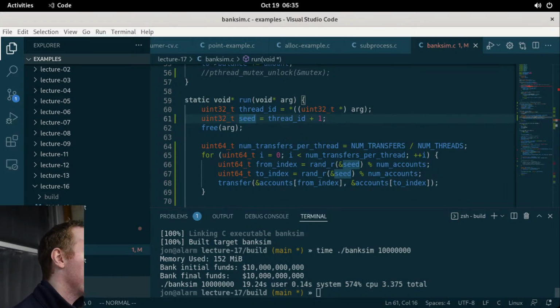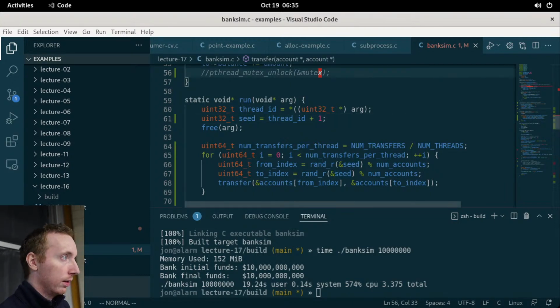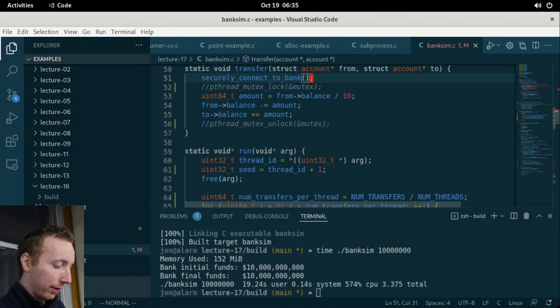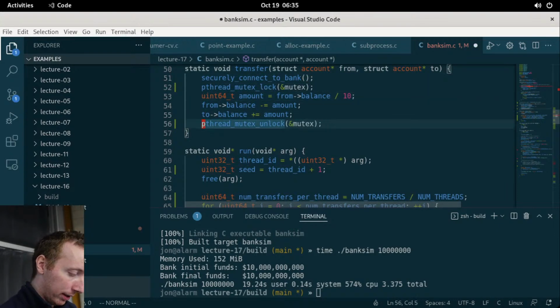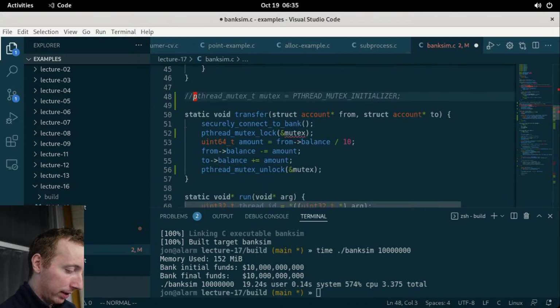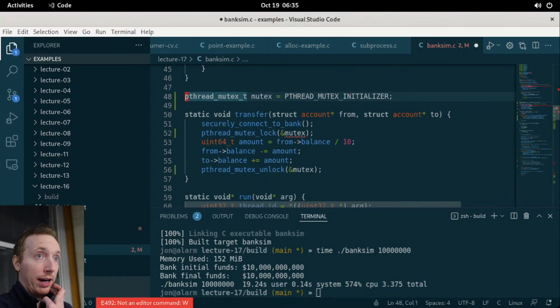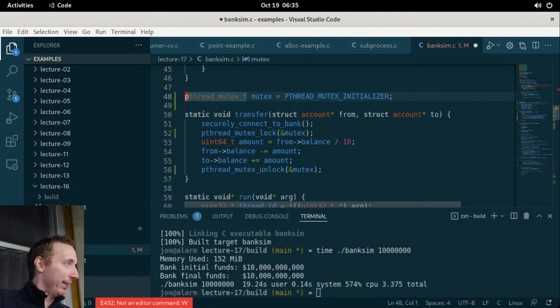I have a question. So since we have a mutex here, so only one thread can make a bank transfer at a time. Then how is multi-threading helpful here if you're just making one thread do it at a time? Oh, so your question is, if I do this, why is it faster? Like when I have my lock and I'm actually using it? Yeah. So it's faster because there's a little bit of it that can be done in parallel. That securely connect to bank can be done in parallel.